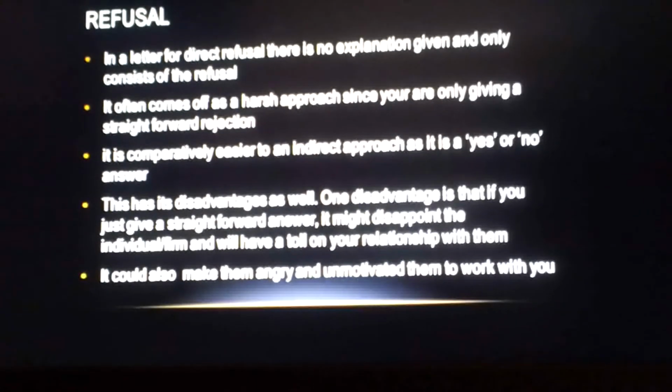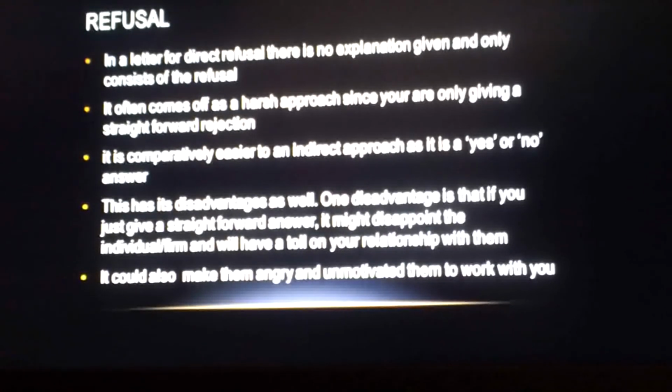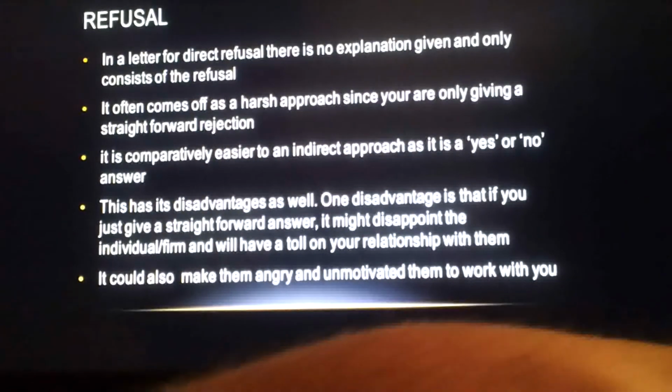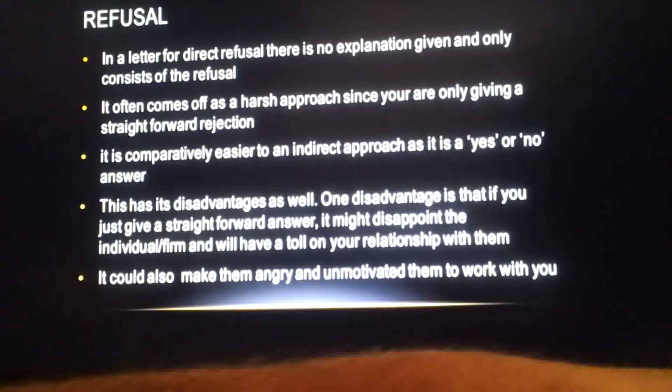This has its disadvantages as well. One disadvantage is that if you just give a straightforward answer, it might disappoint the individual or firm, and will have a toll on your relationship with them. It could also make them angry and unmotivate them to work with you, in turn damaging your business.